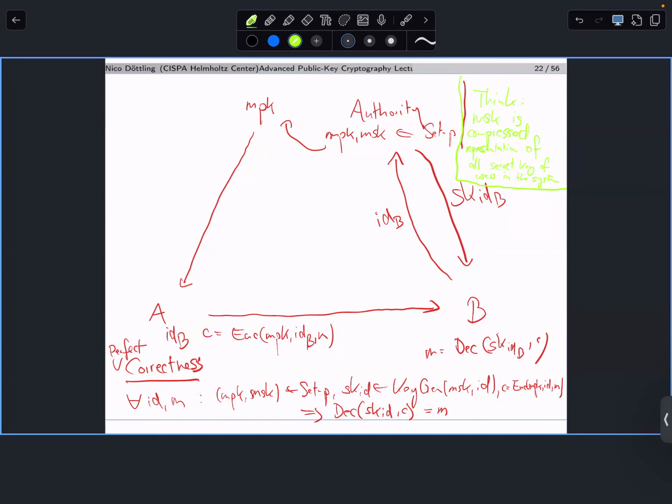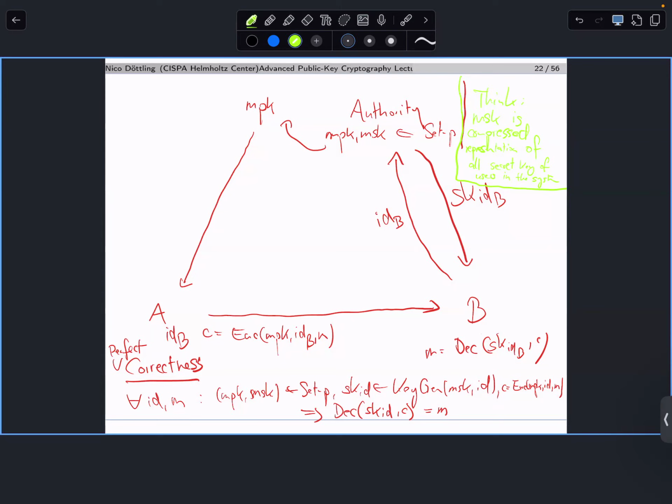Because the authority can basically decrypt encrypted messages directed to any user in the system. If the authority becomes dishonest, we have a problem, right? If every internet user in the world was to rely on one and the same master public key, and all of a sudden this master secret key gets corrupted or exfiltrated, this is the worst thing that could happen, right?